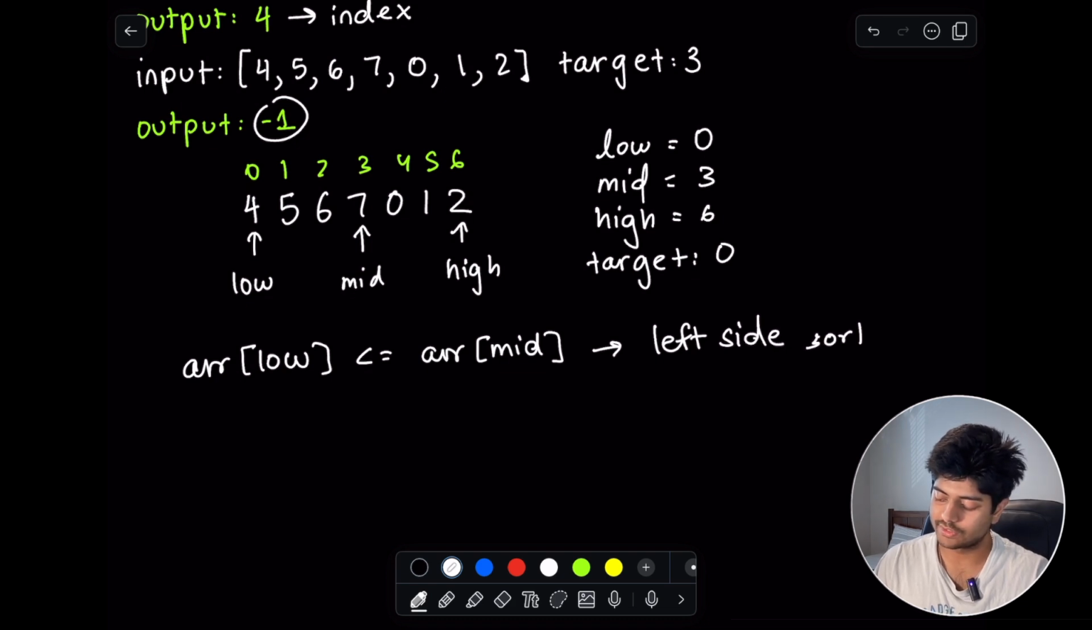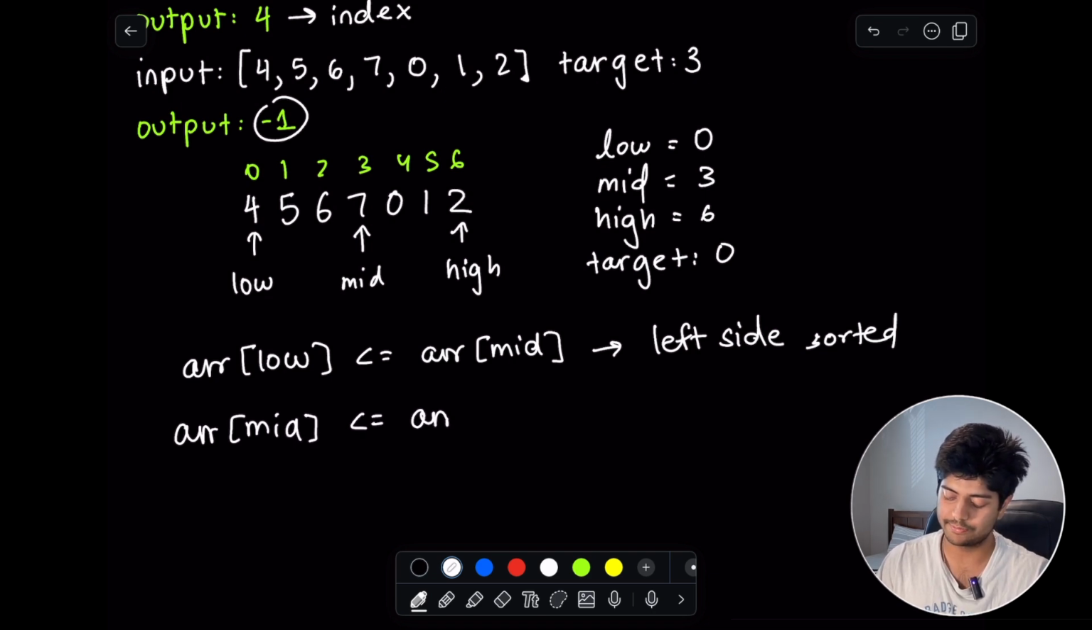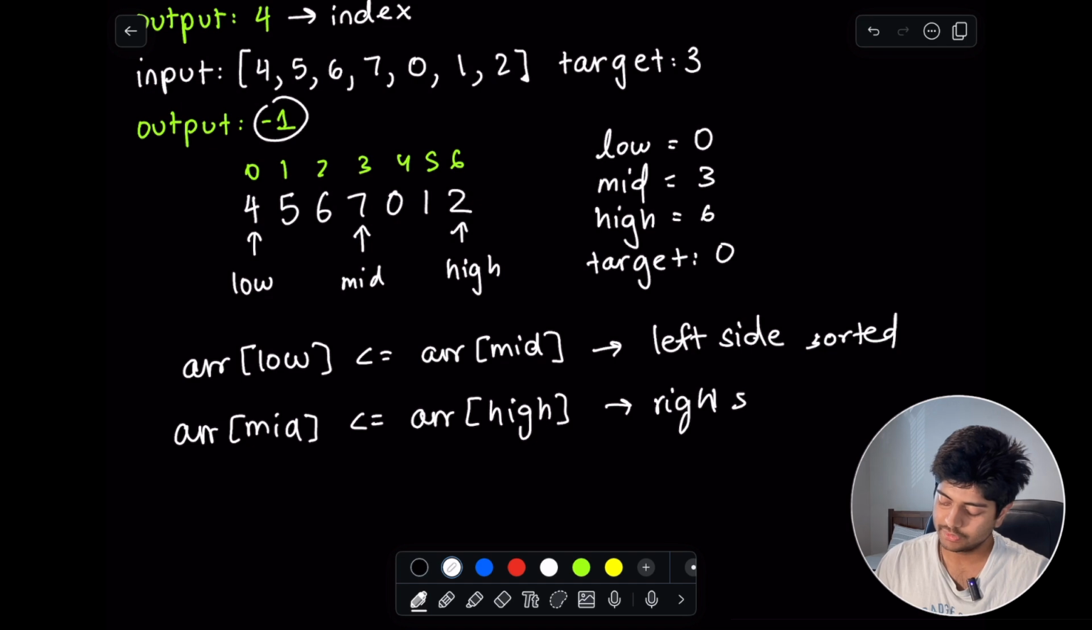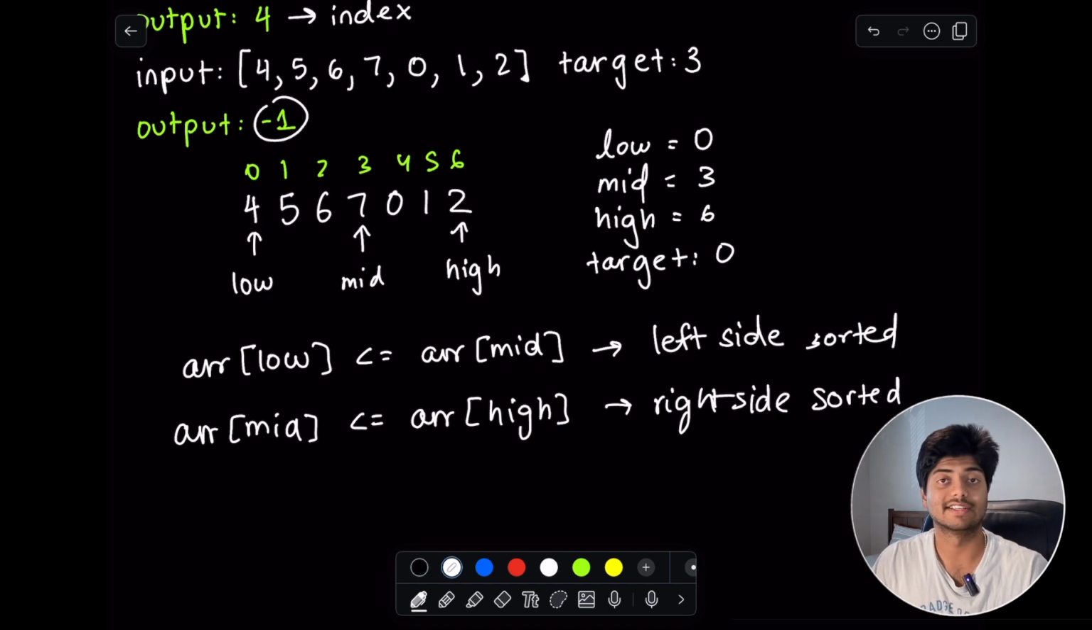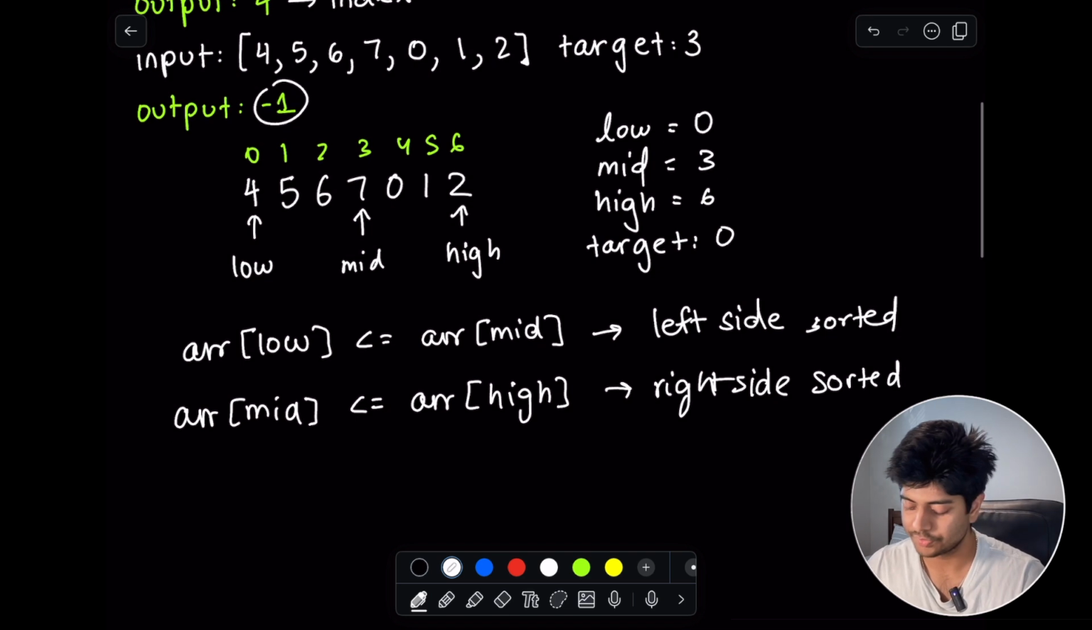In the other case, if array at mid is less than or equal to array at high, then we know the right side is sorted, right? And we can check that right away. So in this case, we'll see that the left side is sorted, because you see 4 is less than 7, but 7 is not less than 2. So we know the right side is not sorted.